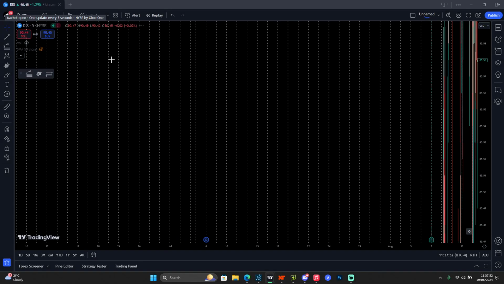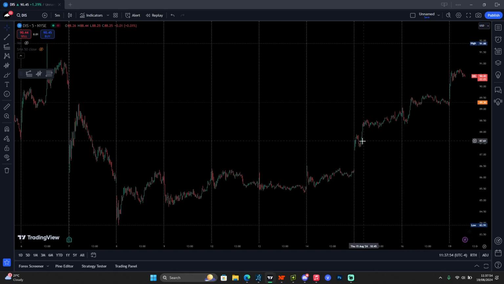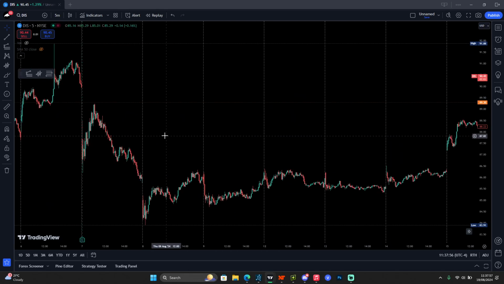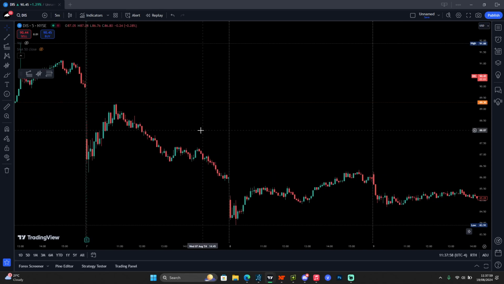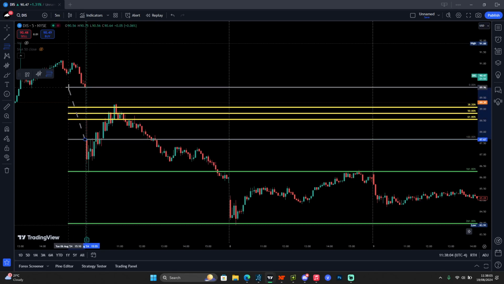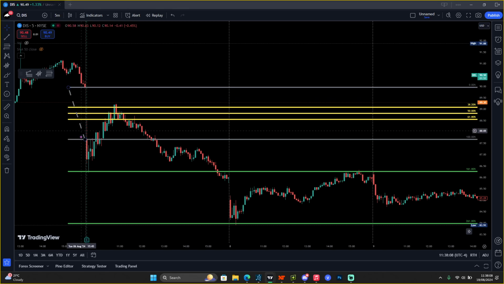For example, if we use Disney, they have earnings. Obviously, all stocks have earnings. You can fib the earnings move. So again, with the fib, you go from candle open to close, because in this case it is a gap down. So again, you're fibbing that way around.